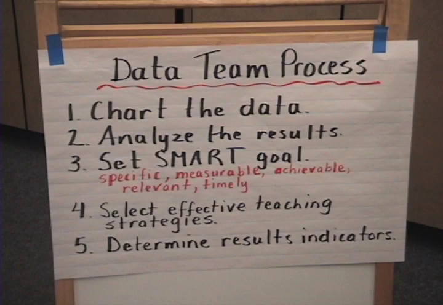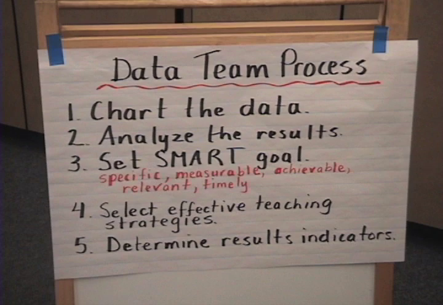The data team process is comprised of 5 steps. In this video, a 3rd grade team will go through the entire process. It is important to note that for the purposes of providing an effective demonstration, this team held a very thorough discussion on each step. In practice, actual data team meetings can be more succinct in order to fit into the time available at various sites.